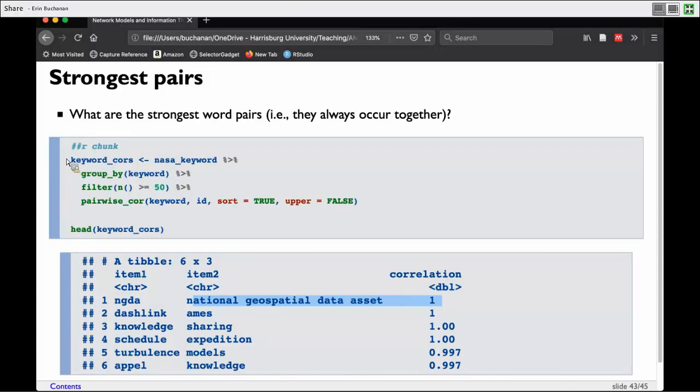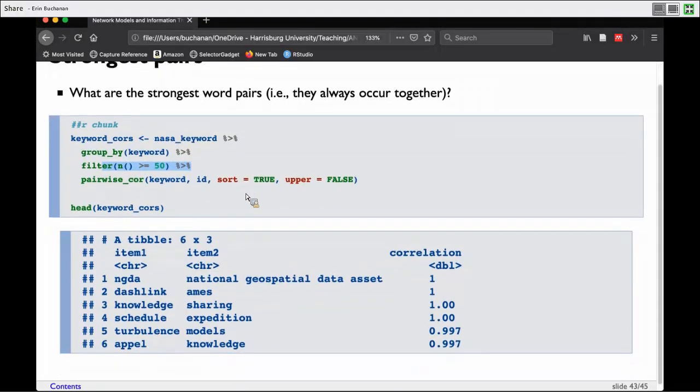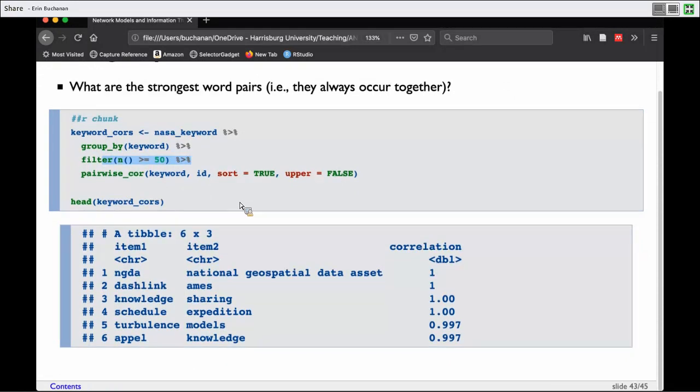And so, yeah, assortativity. Here I've got it filtered by 50, so it has to occur at least 50 times. And then our pairwise correlation, so you can control this number too. Pairwise correlation just compares every word to every other word, keyword here in this example. And so here are our perfectly correlated words.